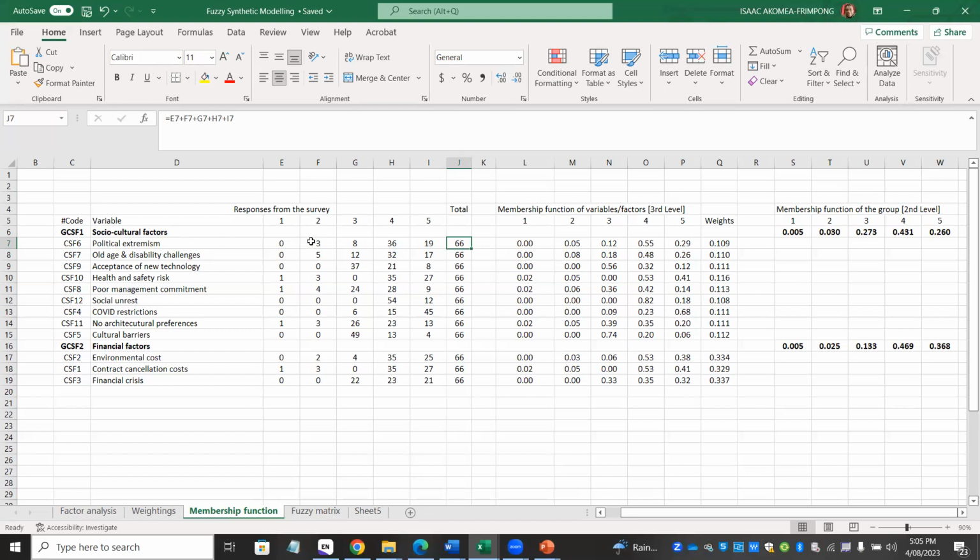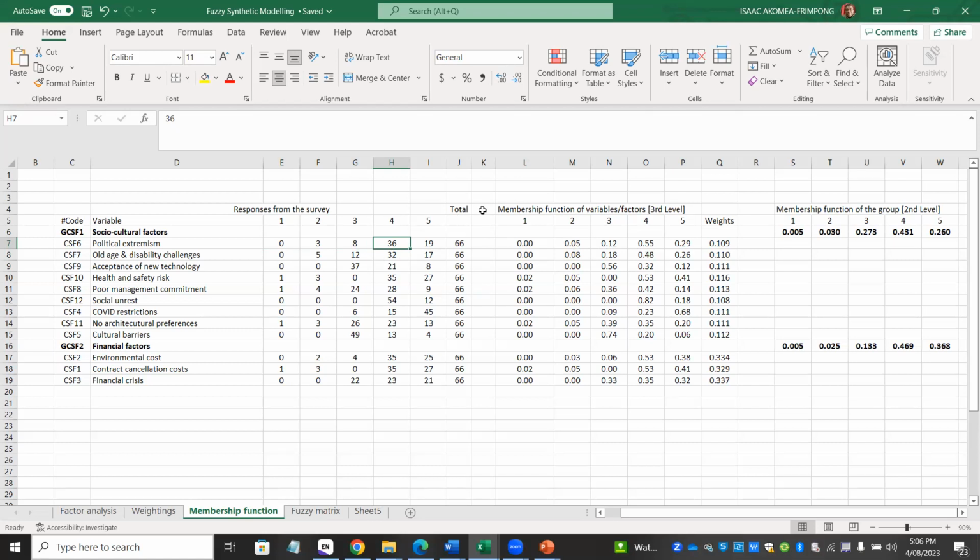So when you add all the respondents together, you get 66. So how do you convert this into membership function? All that you have to do is you take the first one, which was ticked, and you divide it by the 66. So 0 divided by 66 is 0, as you can see. Then you take the second one, 3 divided by 66, that will give you 0.05. 8 divided by 66, 36 divided by 66, 19 divided by 66. So you get it. This is how the membership functions of each of the groups were generated.